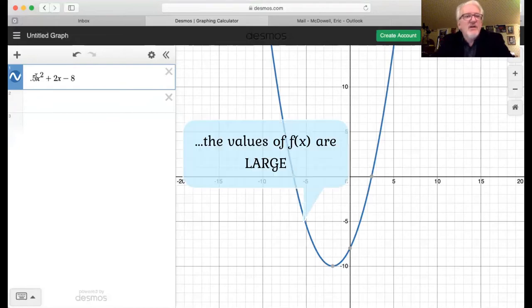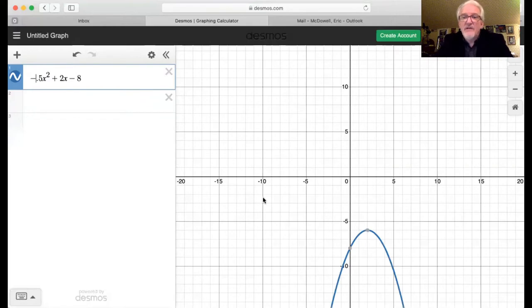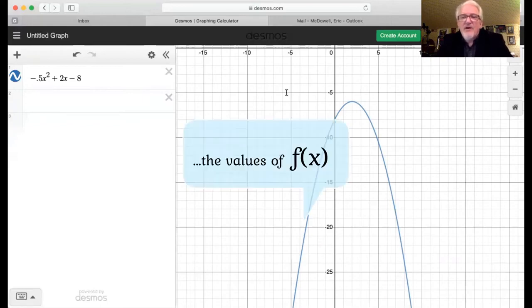The values of the quadratic are small. If I had used a negative coefficient in front of the x squared term, well, now we have exactly the opposite being true, right? Whenever x is large but negative, or large but positive, then the values become very large and negative, right? So that's one example of a polynomial.